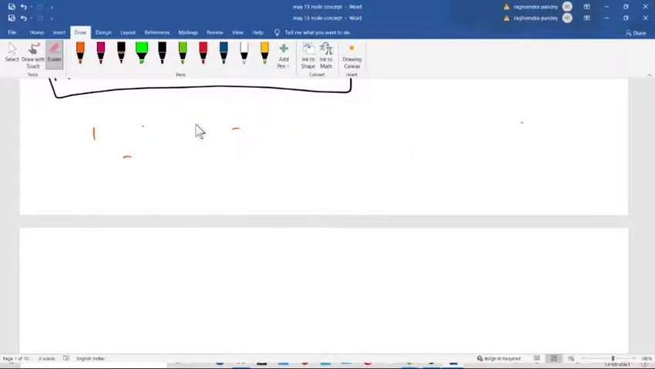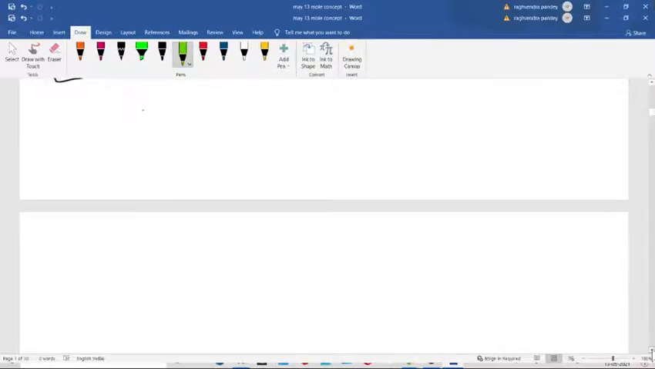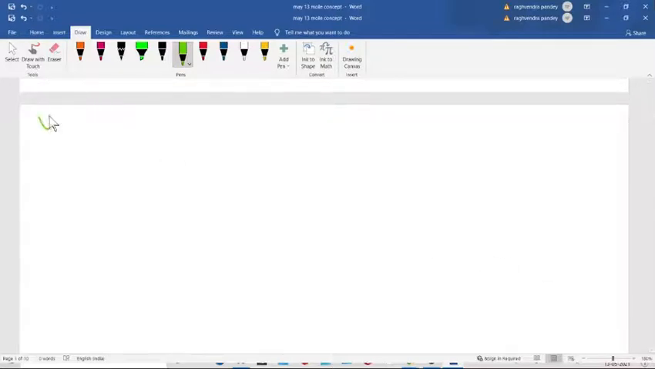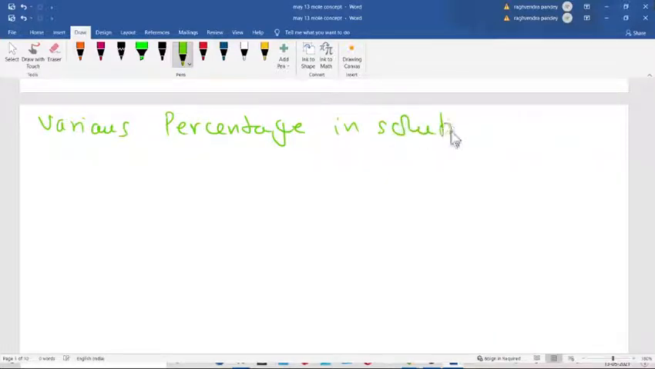So let's go for the percentage. Okay, so the next concept remaining is the strength and the percentage in solutions. Let's start from a new page. Various percentages in solution.